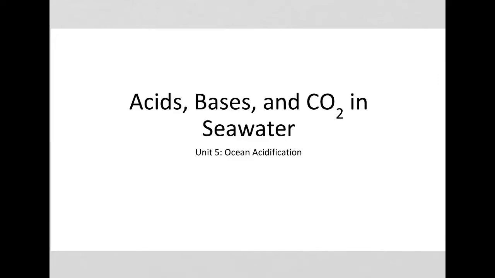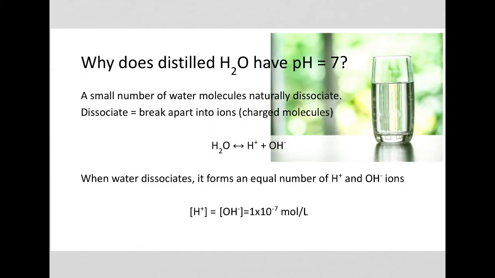Welcome. We're going to look at acids and bases and their involvement with CO2 in seawater, all part of ocean acidification. So distilled water has a pH of 7. But why? Some of the water molecules dissociate, break apart into ions, and become charged particles, but a very small amount. When water dissociates, it forms equal amounts because for every one of these, we get one of those and one of those. This concentration is extremely small.